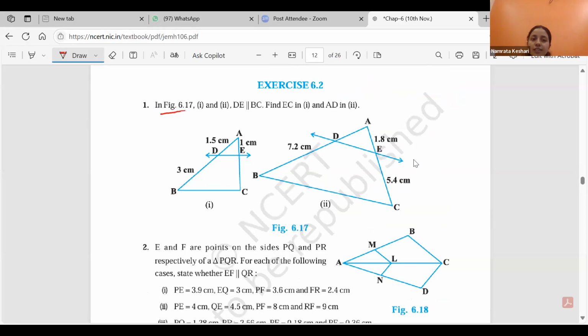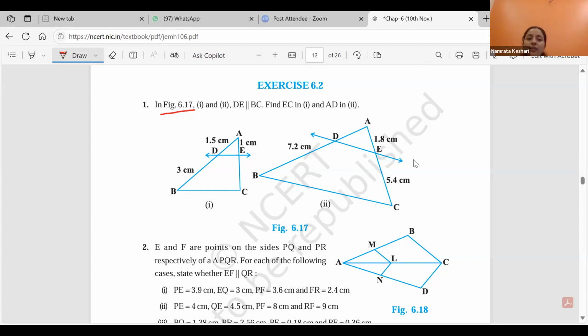In figure 6.17. This is 6.2; 6.1 we still need to do. There the same concepts are there, what is the meaning of similarity. Similarity means what we were discussing just a few days back before starting coordinate geometry. Again I will help you recall all the things, then we can take 6.1. But now let's focus over here.